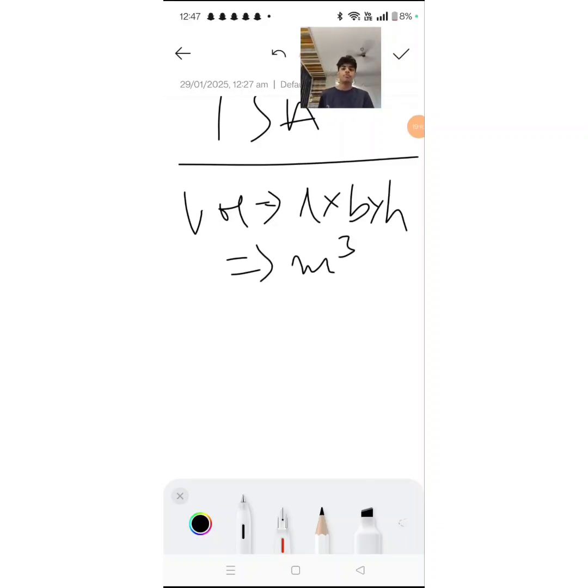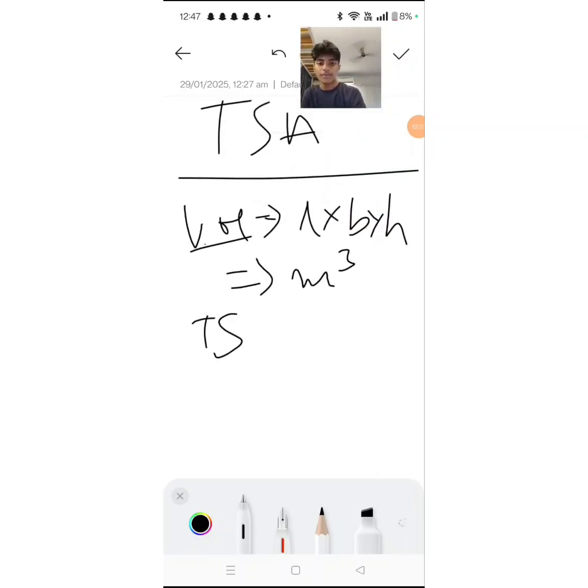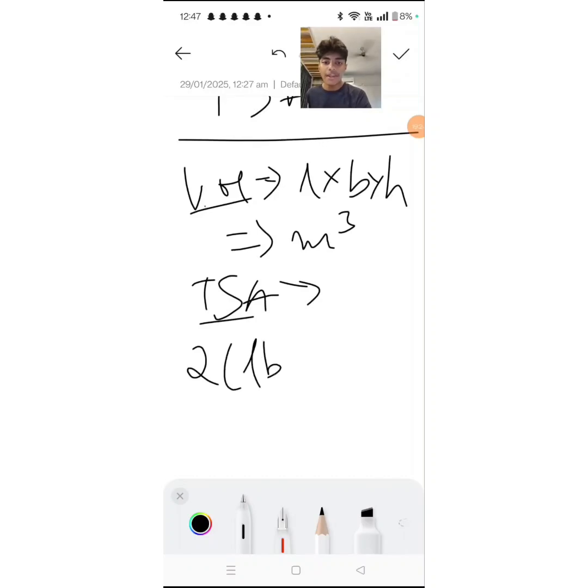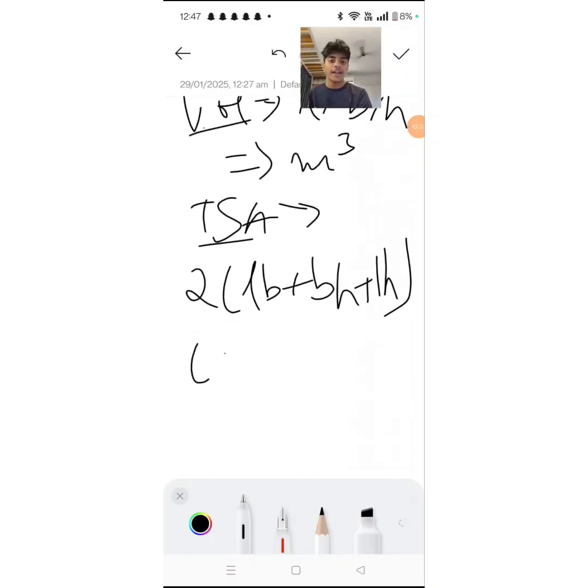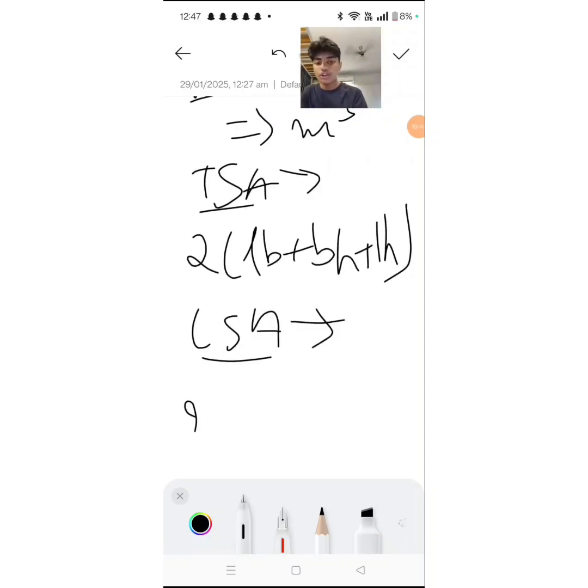Then we have total surface area. To calculate total surface area, it's just 2 into (LB plus BH plus LH). This is the formula in order to calculate total surface area. And lateral surface area, or the four walls, I would say, is just 2 (L plus B) into H. This is the formula to calculate lateral surface area.